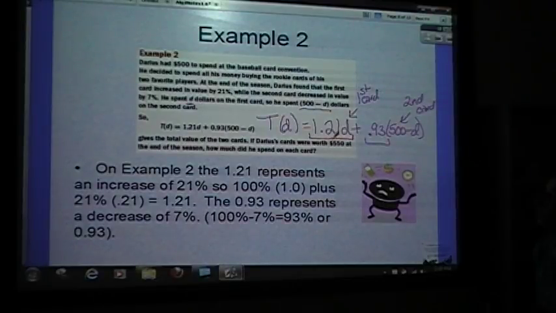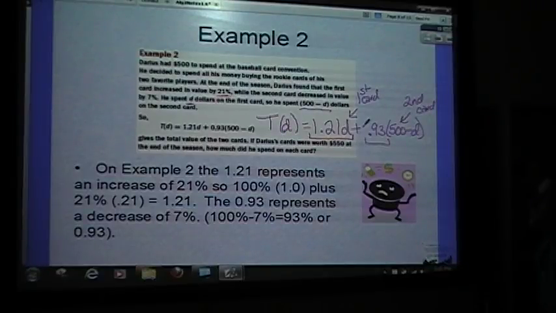So what is this 1.21 and this 0.93, where is this coming from? Well, the first one increased by 21%. So 100% would be the same. If I have 100% of $400, I still have $400. But I have 121% now because I had the 400 plus some. So that's where the 1.21 comes from. The 0.93 comes from losing money. I didn't get all my $100 back, I only got 93% of that back because I lost money.